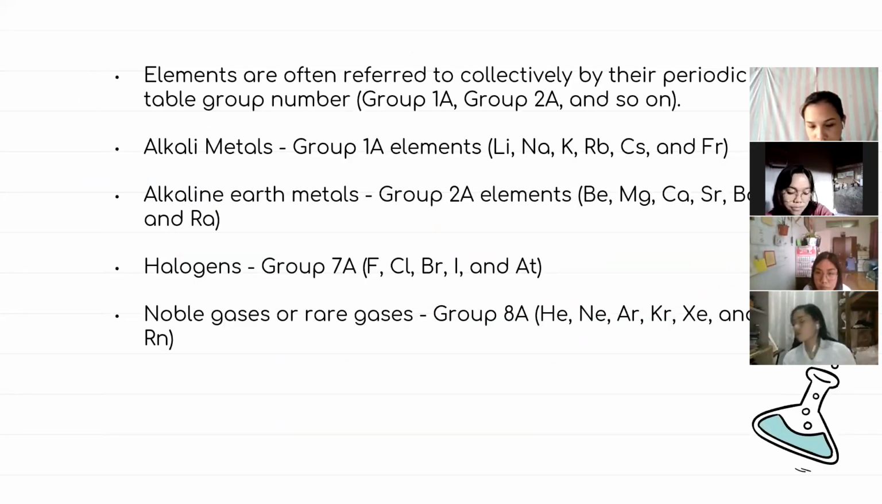Sige, let's move on. Elements are often referred to collectively by their periodic table group number. So it is always good to know where they belong. Group 1A, Group 2A, and so on. So, when you say Group 1A, this is something you will use in the lab. Group 1A is called again as alkali metals. So, that is hydrogen, lithium, sodium, potassium, rubidium, cesium, and francium.